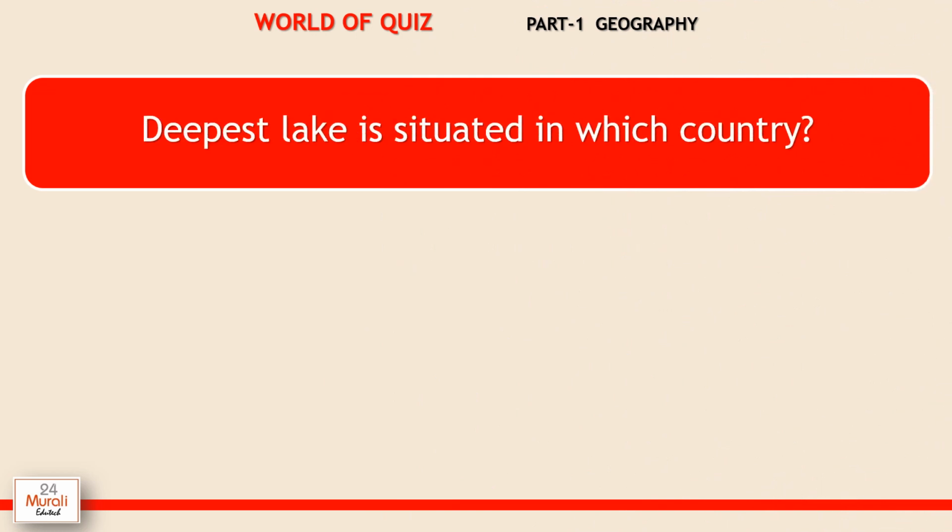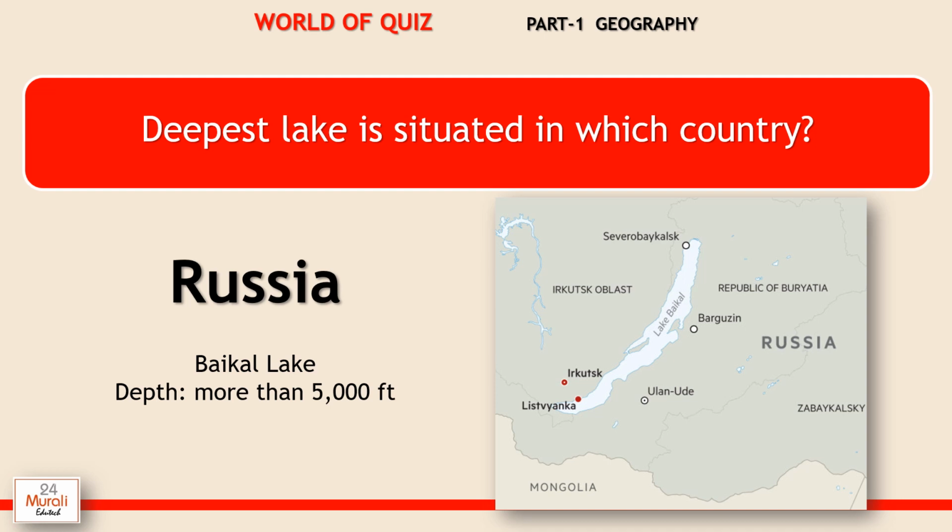Deepest lake is situated in which country? Russia. Baikal Lake in Russia, having a depth of more than 5,000 feet.